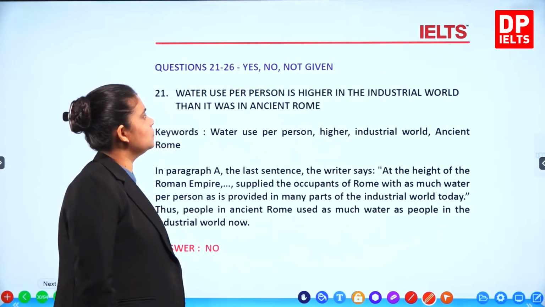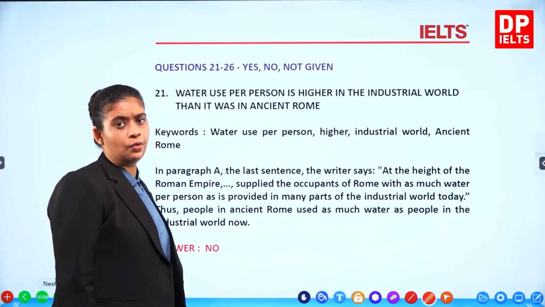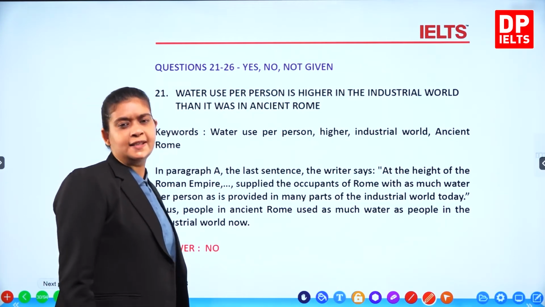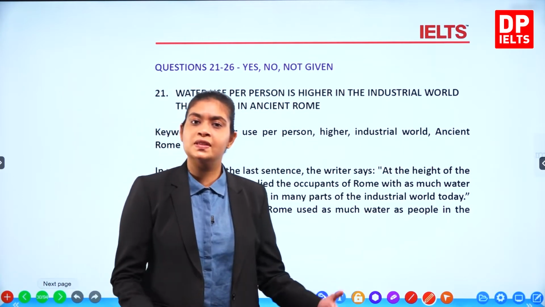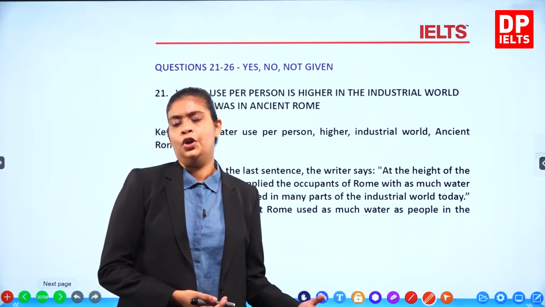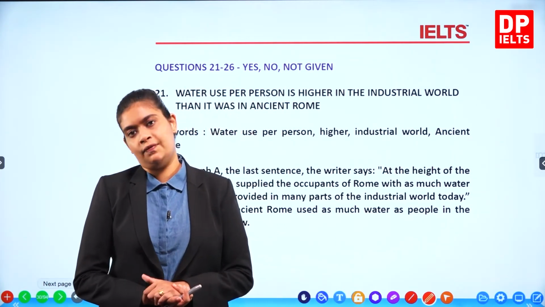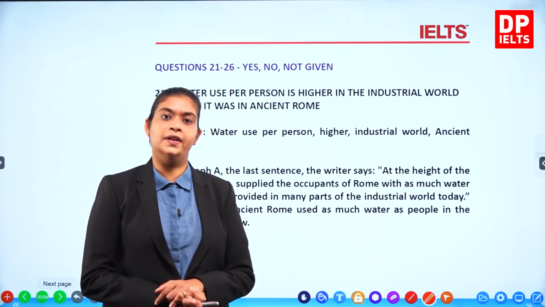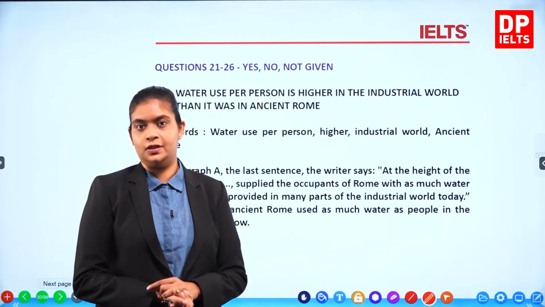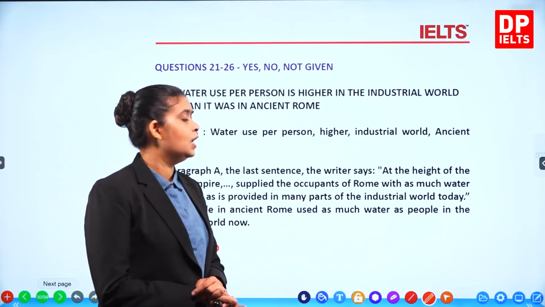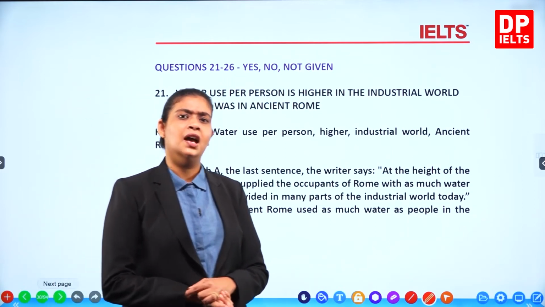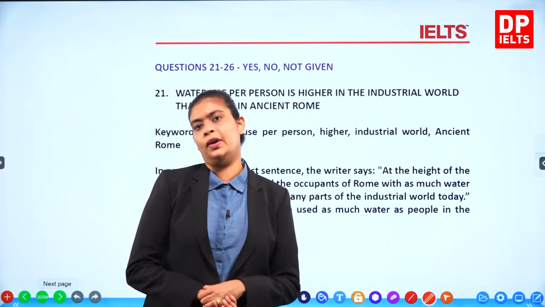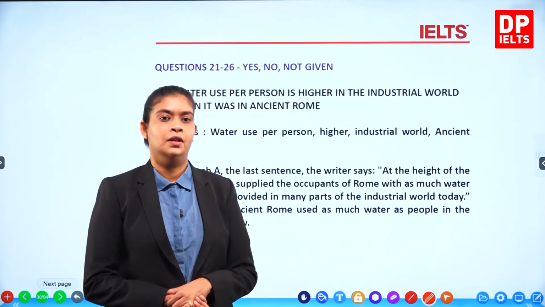Questions number 21 to 26, it's yes, no or not given. Yes means the same answer, similar meaning is there. No means the contradictory view is there. Not given means the key meaning or the idea is not there in the passage. So I give my students a quick exercise. I tell them, okay, think about this.